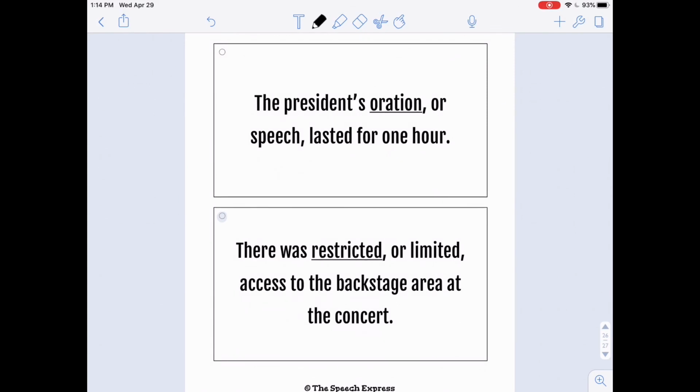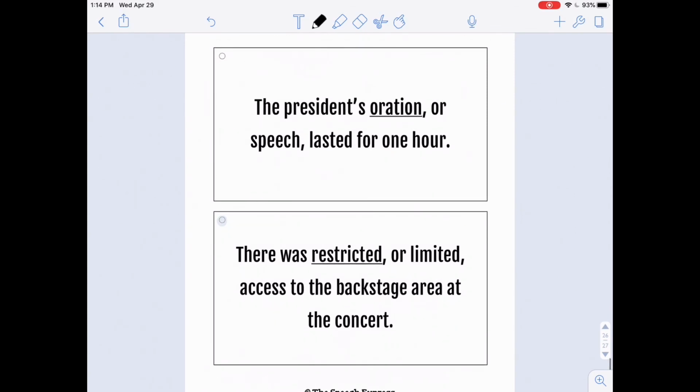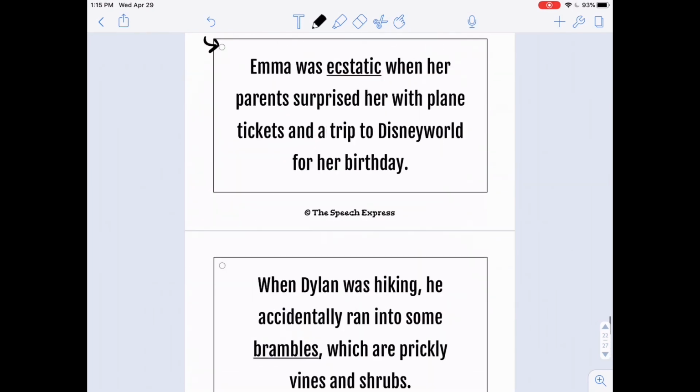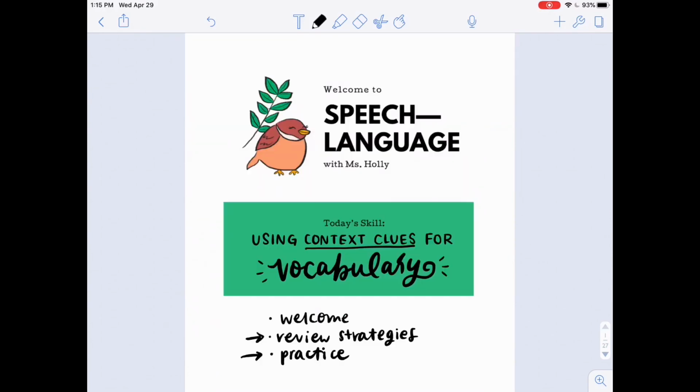All right, really nice work with these. Like I said, some of them might have felt a little easy, some of them might have felt pretty hard. That's okay. So what we worked on today was using context clues for our vocabulary and the way we can use different strategies to figure out the meaning of words. We can use this when we're reading, when we're listening to other people talk, all to help us understand more about the words that we're using. So really nice job, and I will see you next time.